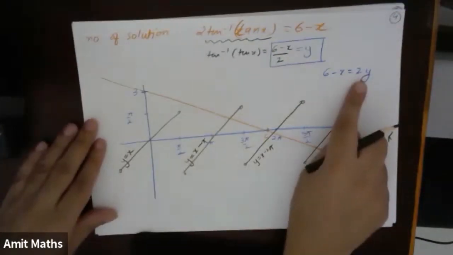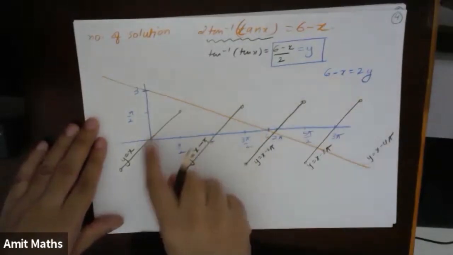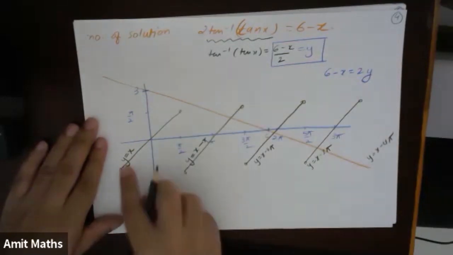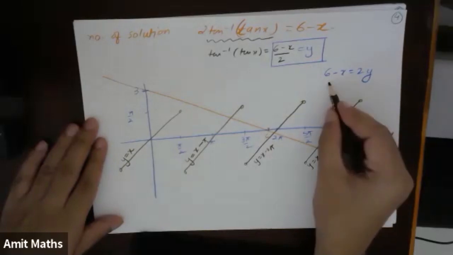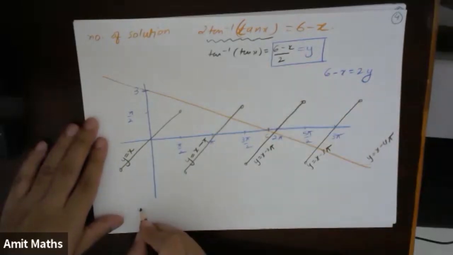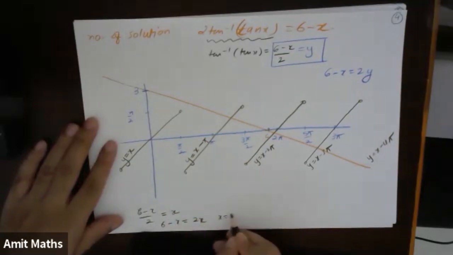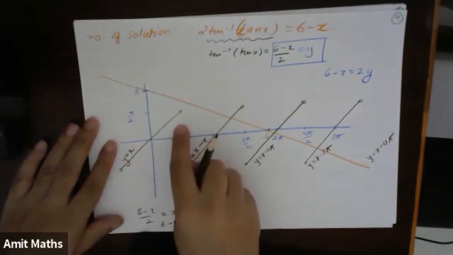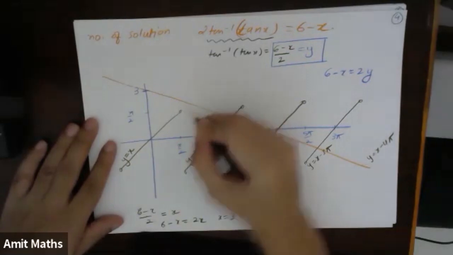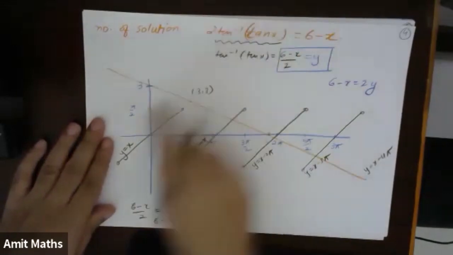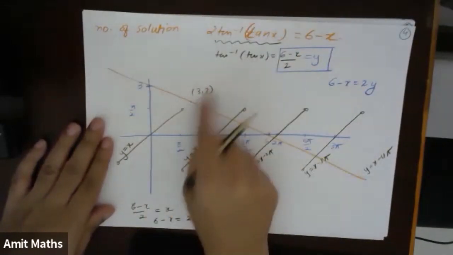So y equals x. When y equals x, this line intersects with the line (6 minus x) by 2. So (6 minus x) by 2 equals y equals x. This becomes 6 minus x equals 2x, so x equals 3. For x equal to 3, y will also be 3. If I extend this line, this will intersect at (3, 3), which is after pi by 2, we know it is much after pi by 2.